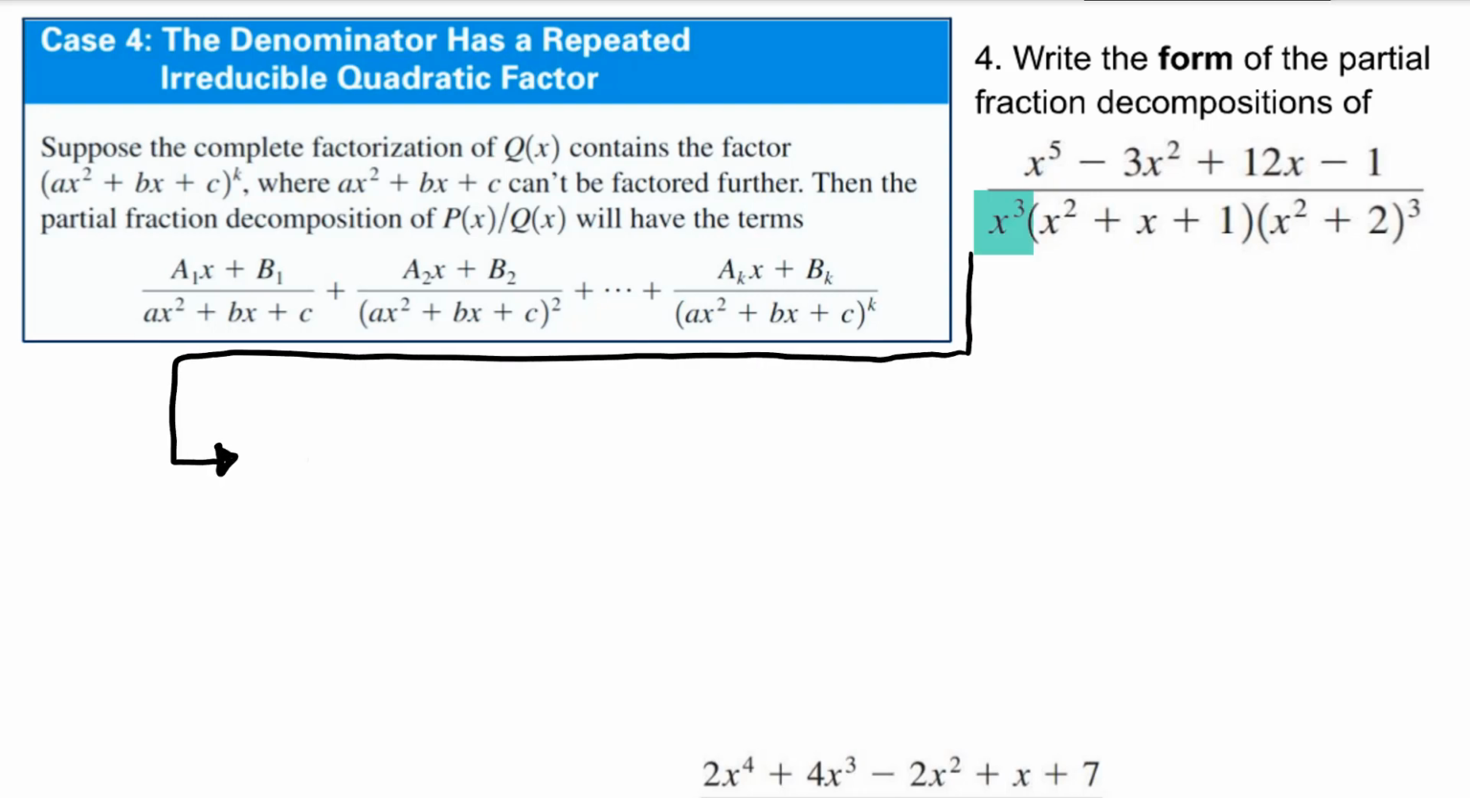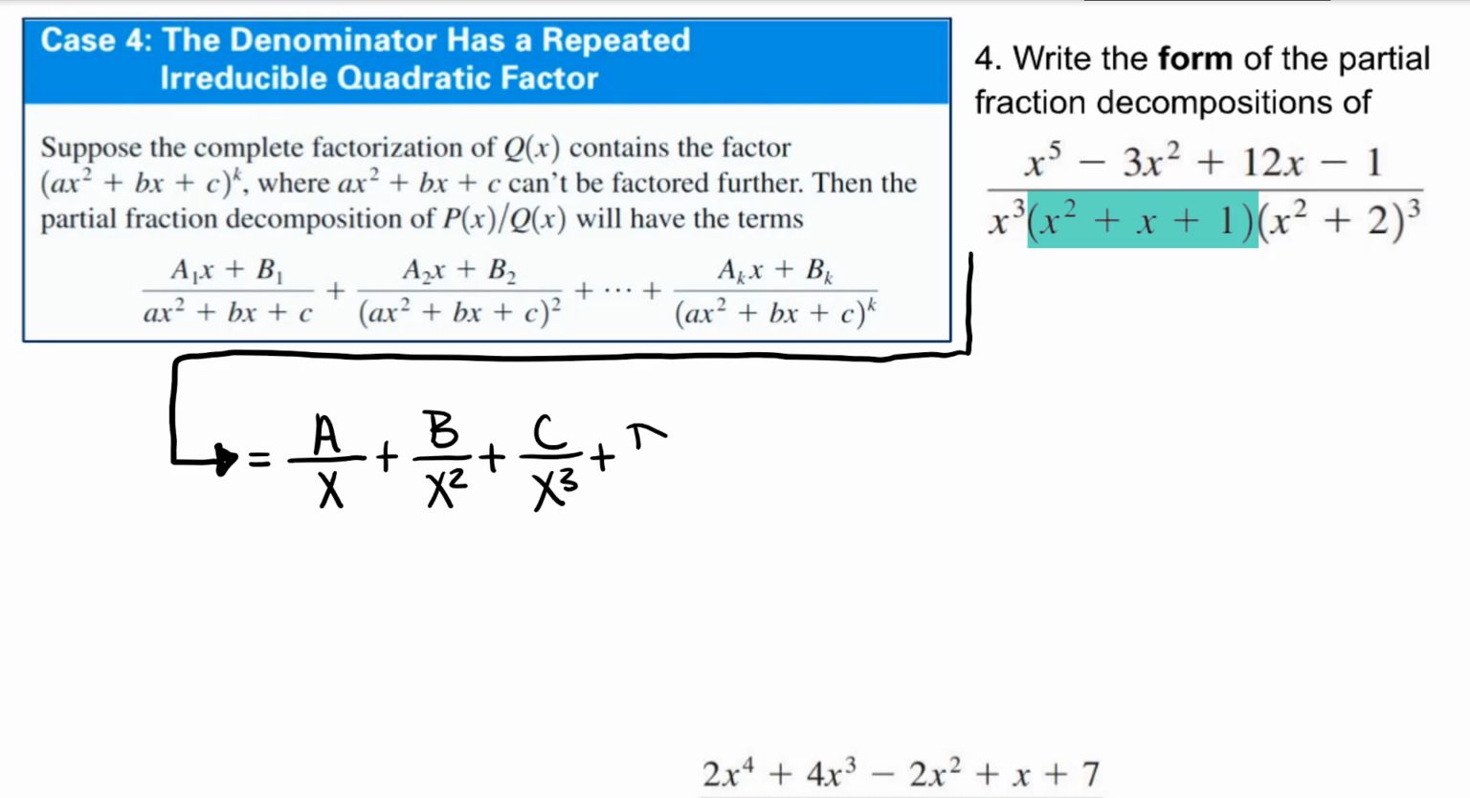First of all, we have a repeated linear factor, x cubed. So our first fraction will be a over x to the 1. Then we'll add b over x squared plus c over x cubed, representing each power up to 3. Now we have an irreducible quadratic factor, x squared plus x plus 1. So our numerator will be linear, dx plus e over this irreducible quadratic factor.